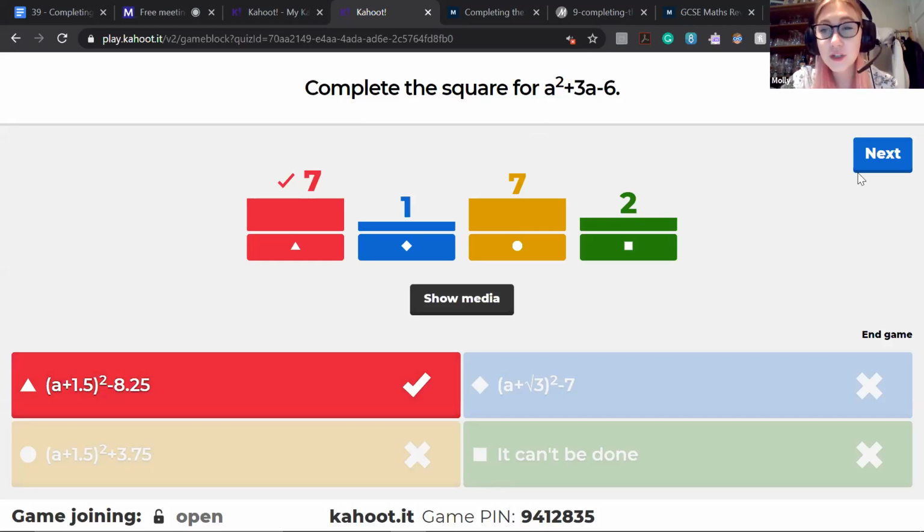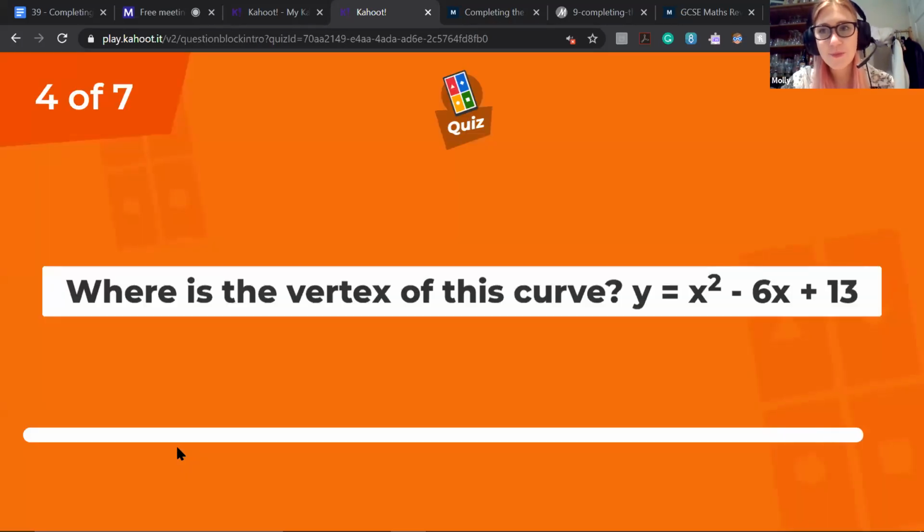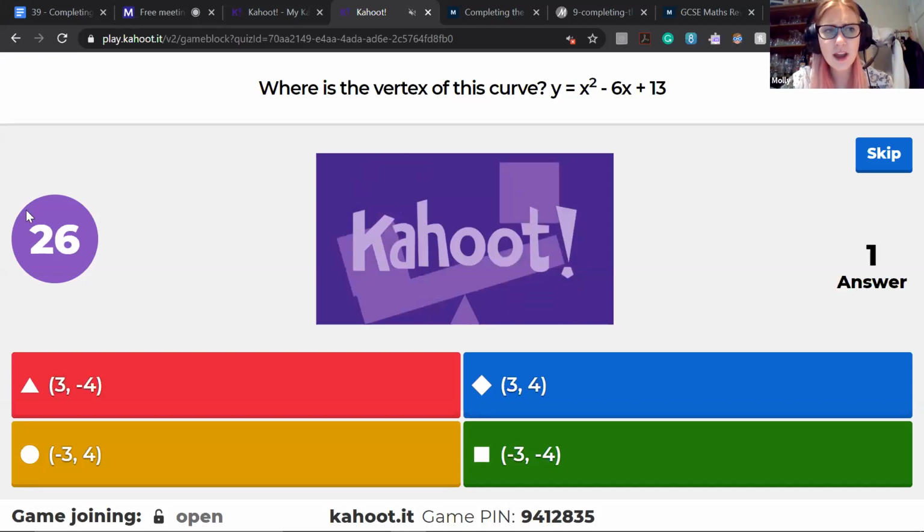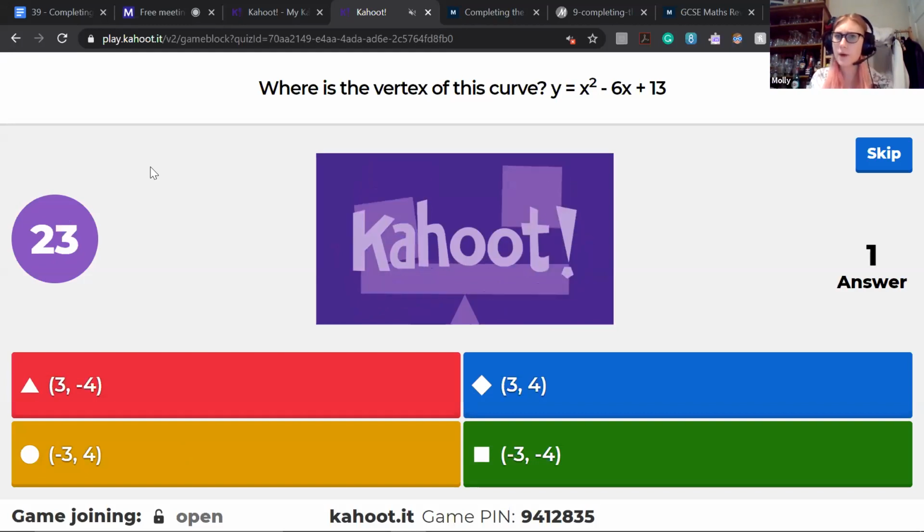So it's a tricky one, especially because we didn't go over fractions. Well done, and well done to everyone else as well, because you got the main bit right, which is fantastic. So here we've got to complete the square and then find the vertex. We don't have much time for this one, so I'll be quiet.